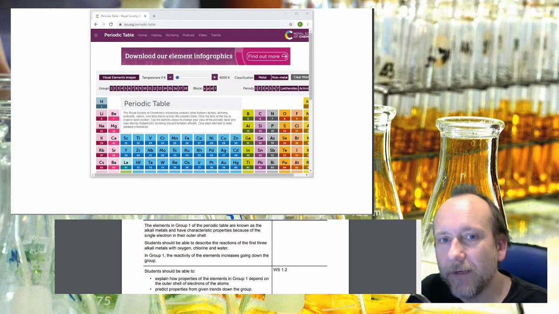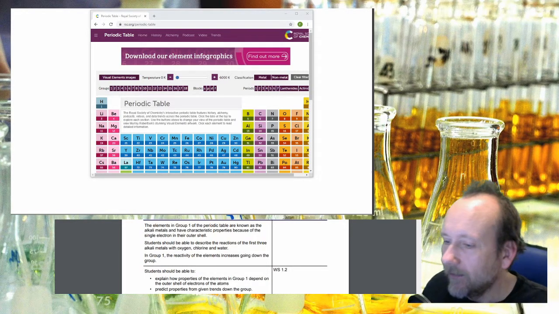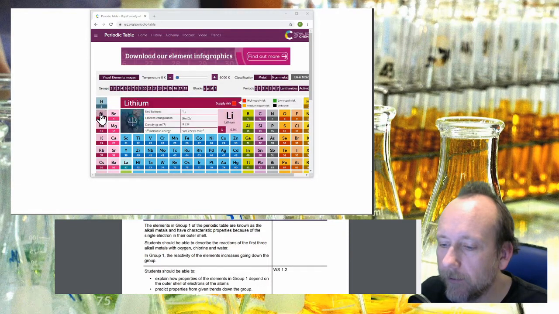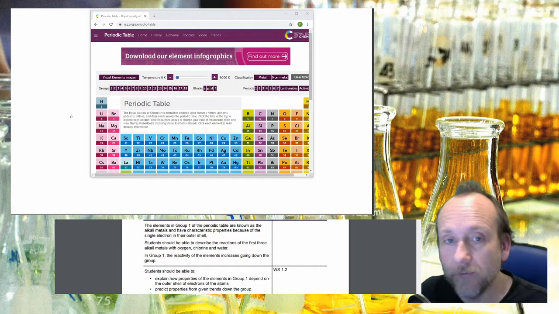And the specification says the elements in Group 1 of the periodic table are known as the alkali metals, I've said that before, and have characteristic properties because of the single electron in their outer shell. So on the periodic table you can see that the Group 1 metals are all down here. Hydrogen is also in Group 1, but it's not a metal, at least not until it's frozen.